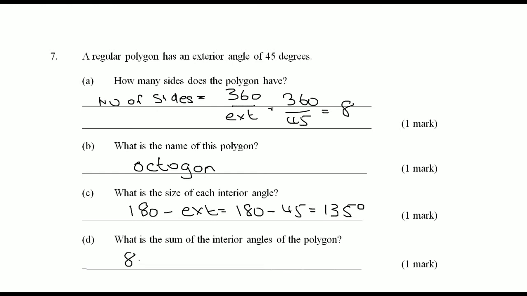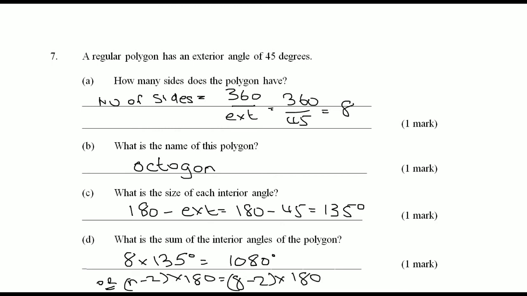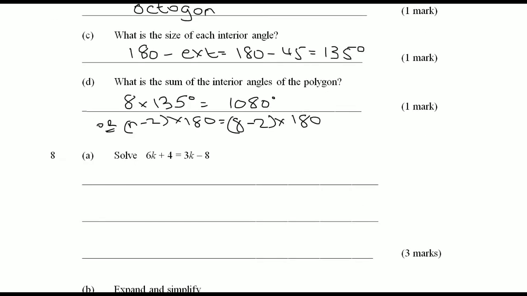Well, there are 8 135 degree angles. I multiply that together, which is 1080. Or you can use the formula n minus 2 times 180. That would be 8 minus 2 times 180. Scroll down and give myself a wee bit of room. 6 times 180, which also gives us 1080 degrees.